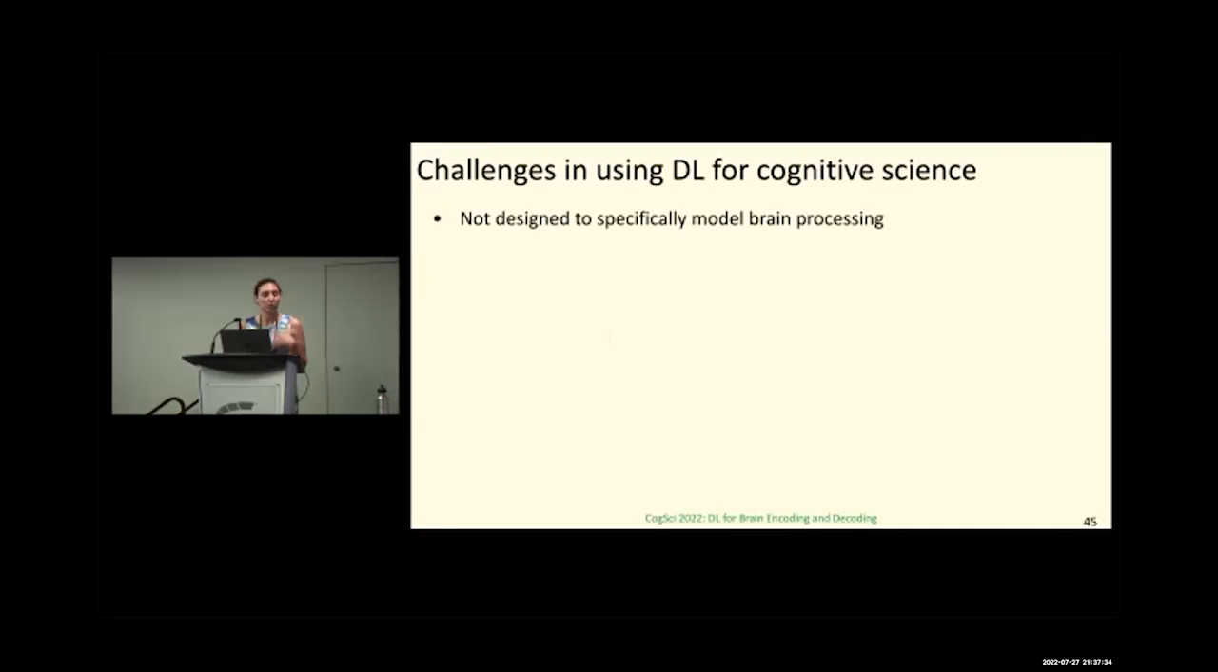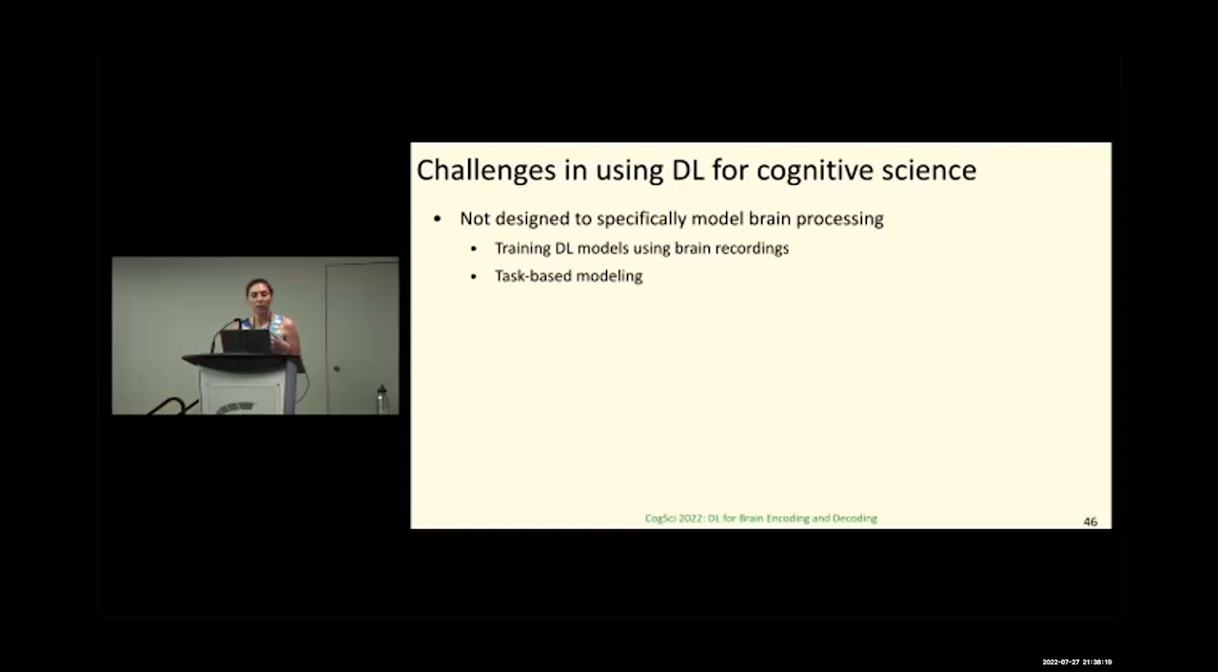So we talked a lot about these deep learning methods that are quite complex, and they can give us very rich representations of stimuli. But there are also challenges in using deep learning systems for cognitive neuroscience or cognitive science in general. The first one is that they're not designed specifically to model brain processing. So when we use them as models of cognition, there are some intricacies there. NLP systems, for example, are designed to predict upcoming words, right? So they're not specifically designed to model how the brain is processing words.